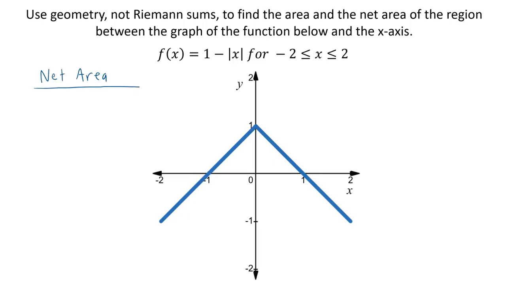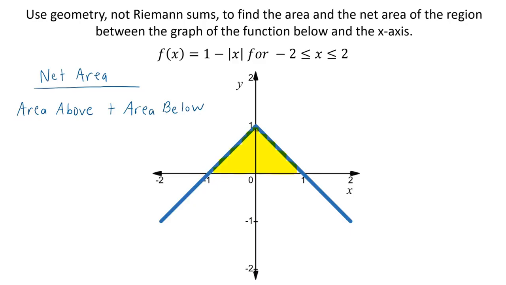Let's start with net area, which is the area that our Riemann sum would give us if we used Riemann sums to approximate this area. And net area is equal to the area above the x-axis plus the area below the x-axis. Now we need to keep in mind that the area above the x-axis will be a positive value and the area below the x-axis will be a negative value.